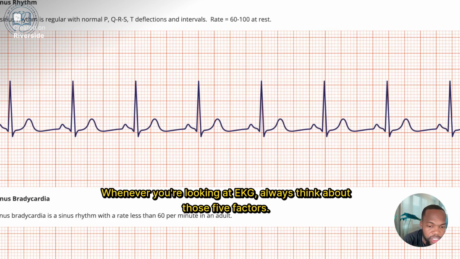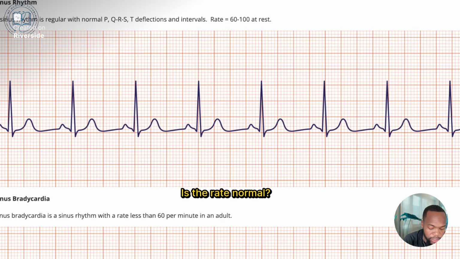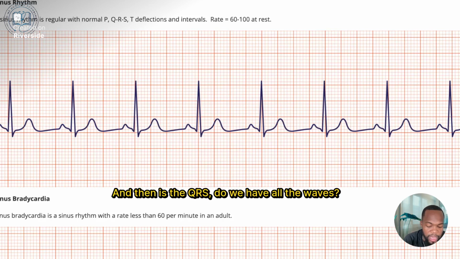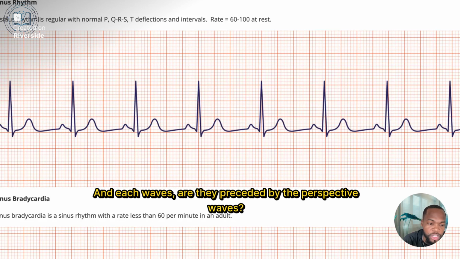Whenever you're looking at an EKG, always think about those 5 factors. Is the rate normal? Is the rhythm regular? And then, is the QRS there, do we have all the waves? And each of the waves, are they preceded by their respective waves?